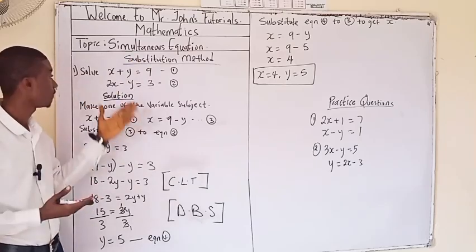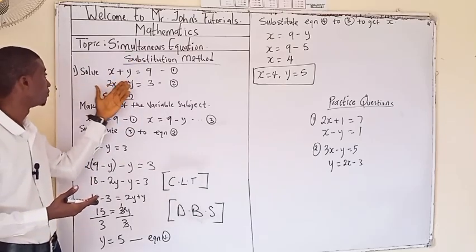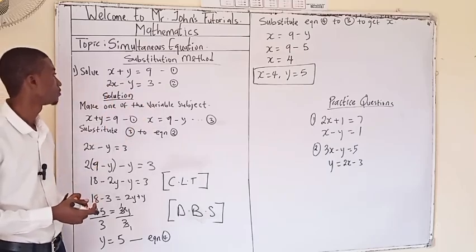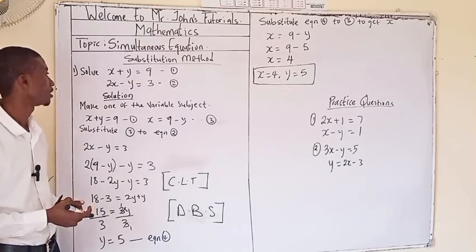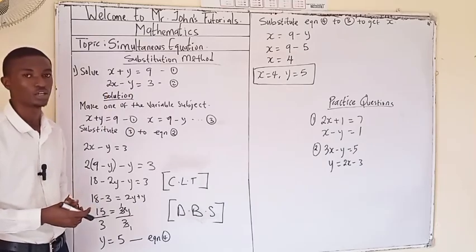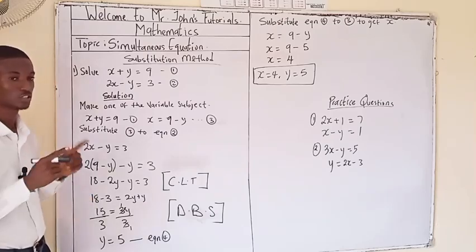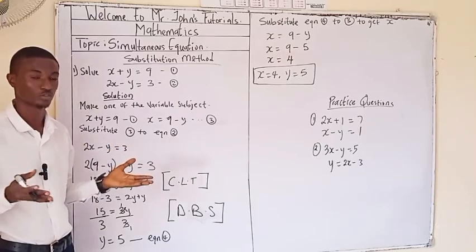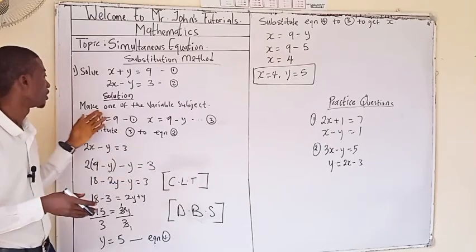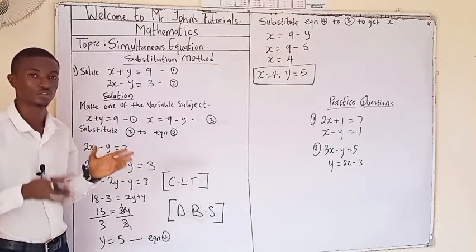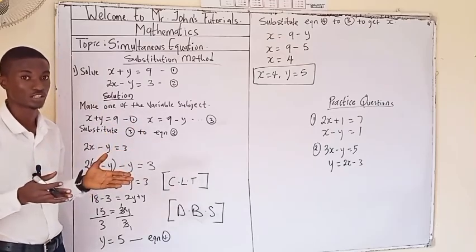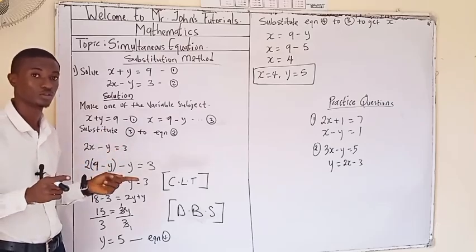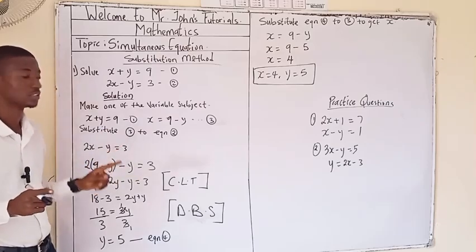So here we have the example on the board. Solve x plus y equal to 9, 2x minus y equal to 3. Now the solution is, the first thing we need to understand in substitution method of simultaneous equation is that we are going to make one of the variable subject, in the sense that you make one of the variable to stand alone. It's either you make x stand alone or you make y to stand alone.